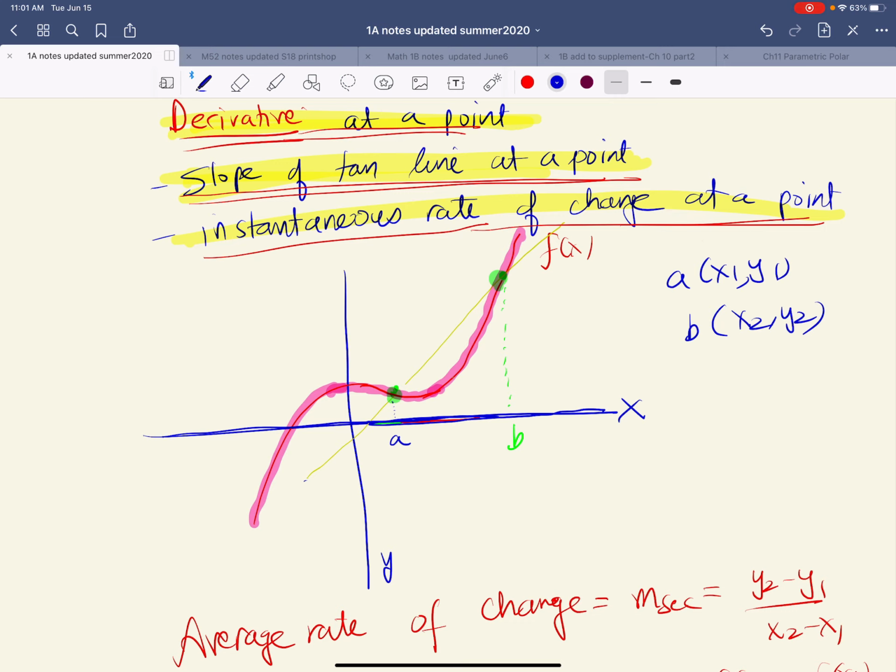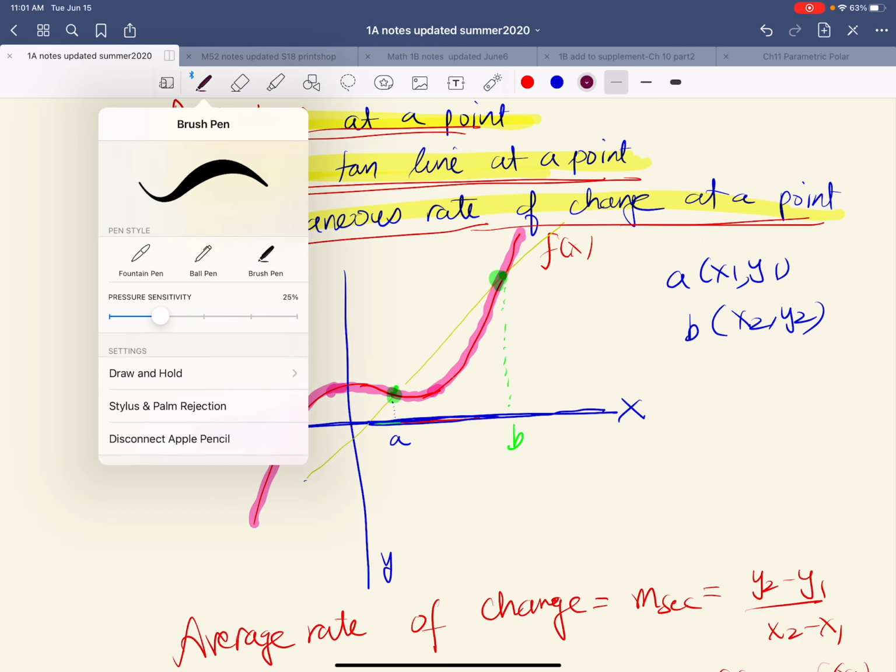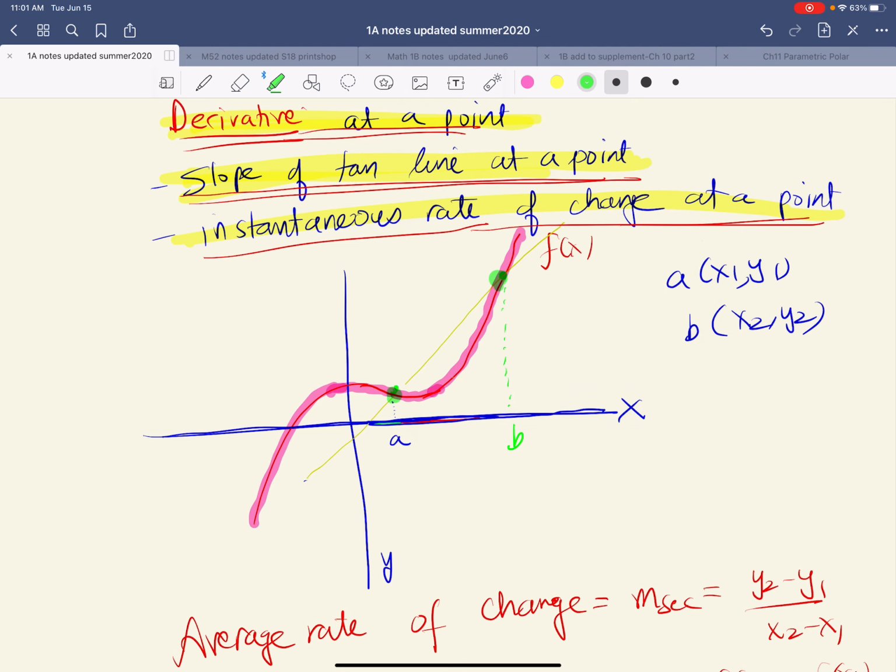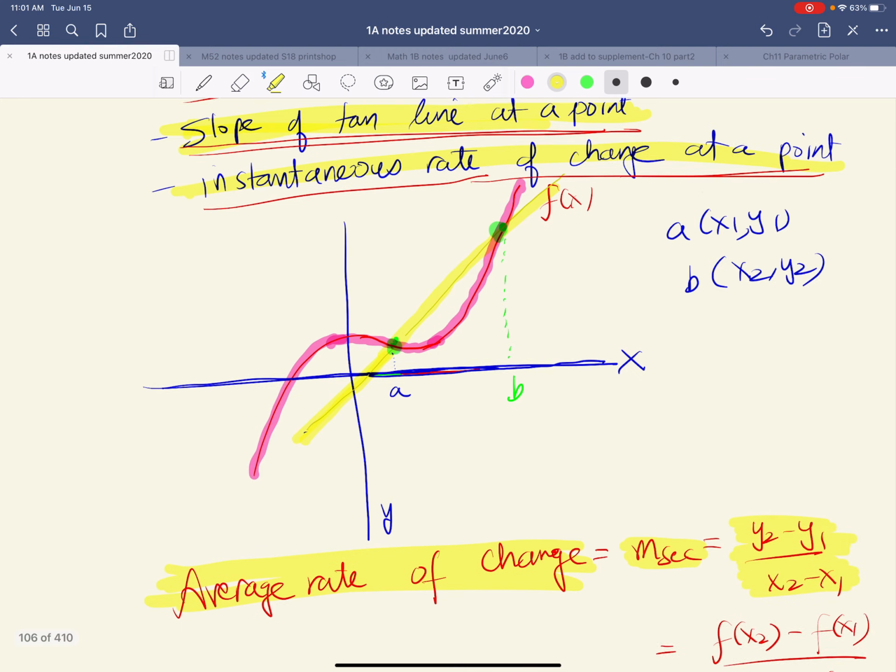So if I were to find the slope of the secant line, the secant line is the line that's touching the curve at 2 points. The slope of the secant line is the yellow line. I want to find the slope of this yellow line. So all I have to do is use the slope formula, which is the difference in y coordinates divided by the difference in x coordinates. That slope of the secant line is called the average rate of change, which is m. M is the letter used for the slope. M secant, or the slope of the secant line, can be written as y2 minus y1 over x2 minus x1.